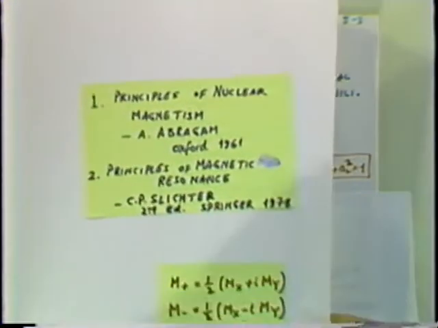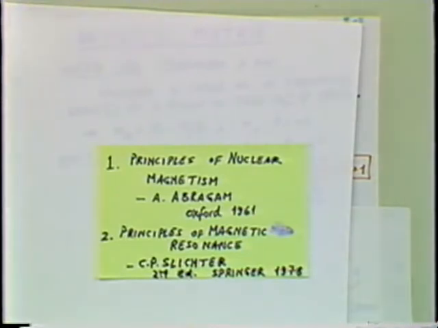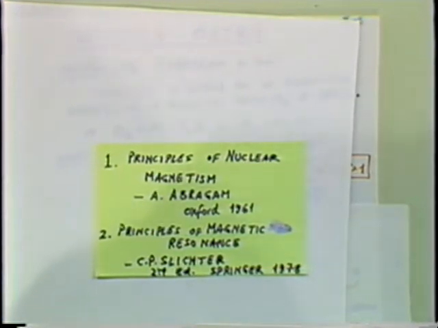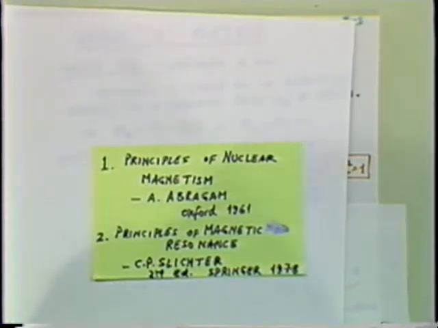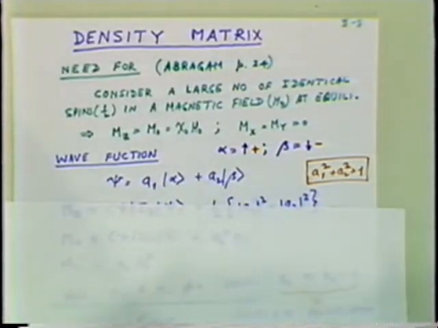The need for the density matrix is from the book by Abragam, and I must put before you the two famous books on magnetic resonance, one by Abragam and one by Slichter. These are fundamental books on magnetic resonance. I did not give them as a reference for two-dimensional NMR spectroscopy because they are really more basic than that. So if you want to really know magnetic resonance in detail, these are the books to be looked at. What I'm presenting here is from Abragam's book, right in the beginning.